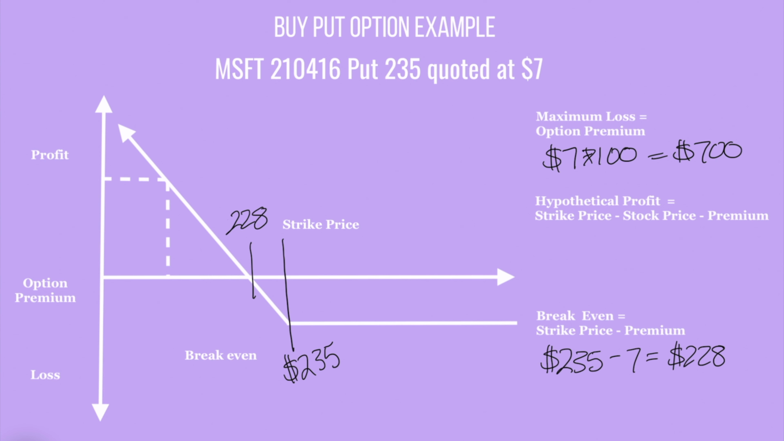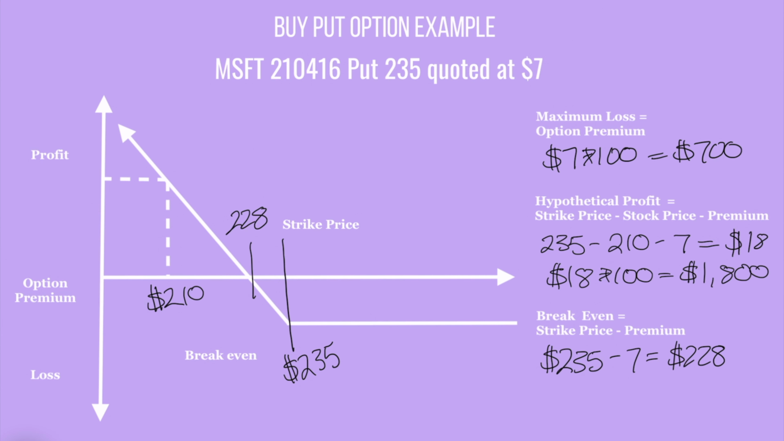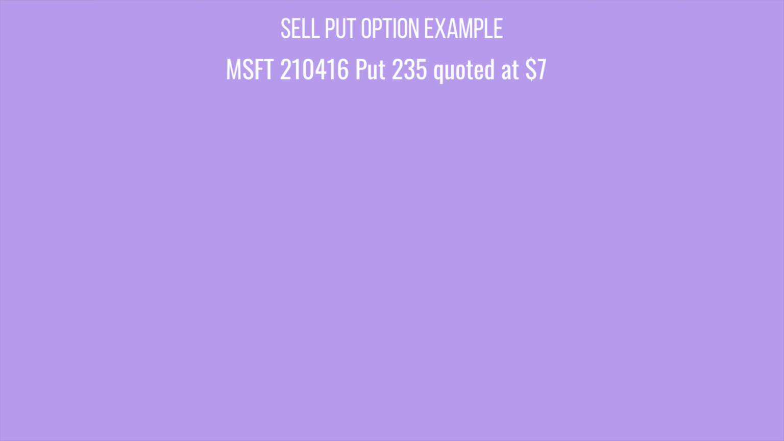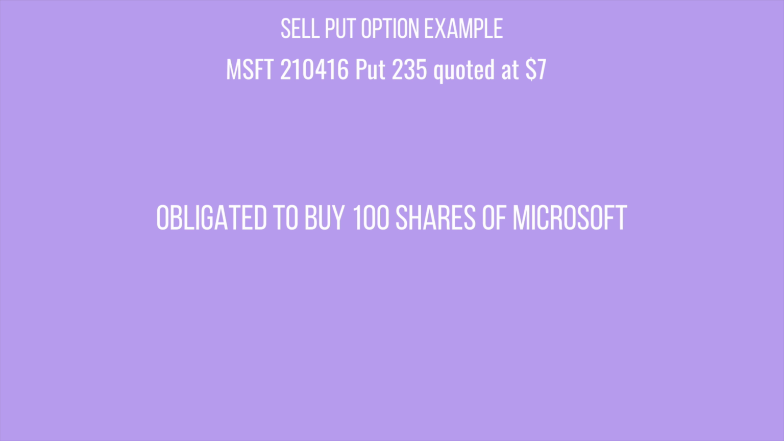And again, since you're buying an option, the amount of profit is unlimited. But for this example, let's just pretend that Microsoft dropped to $210 on the day of expiration. So in this case, your hypothetical profit is your strike price, $235, minus stock price, $210, and minus your premium, which is $7. So your profit in this case is $18 per share, and multiply that by 100 shares, which is going to be $1,800.